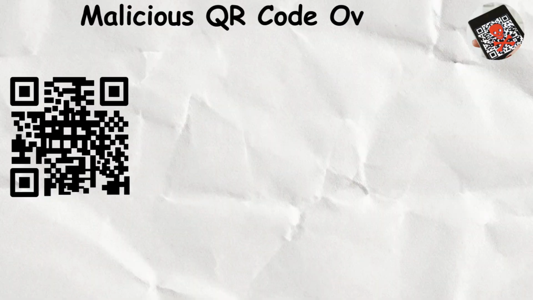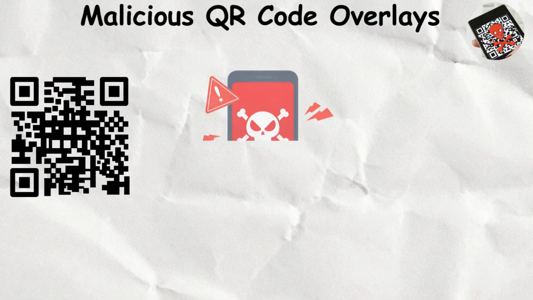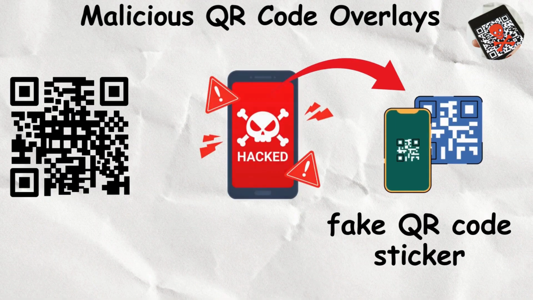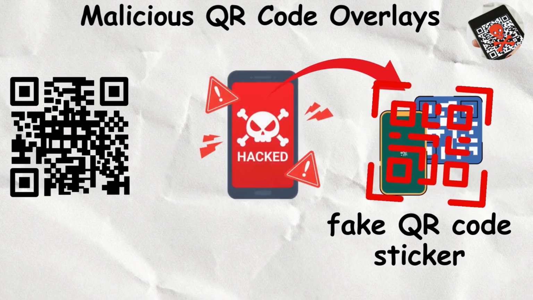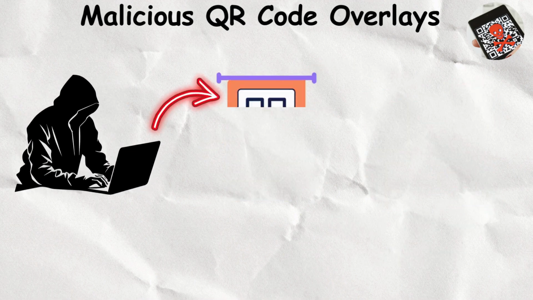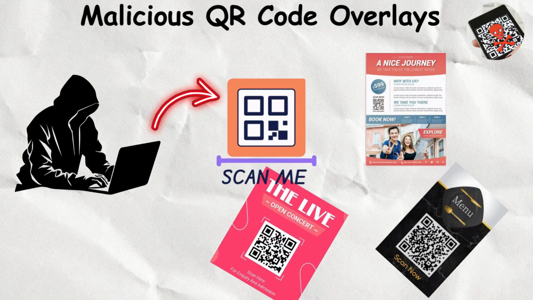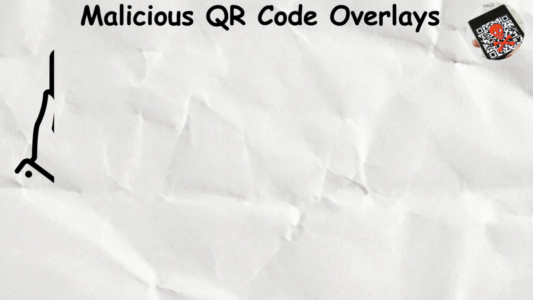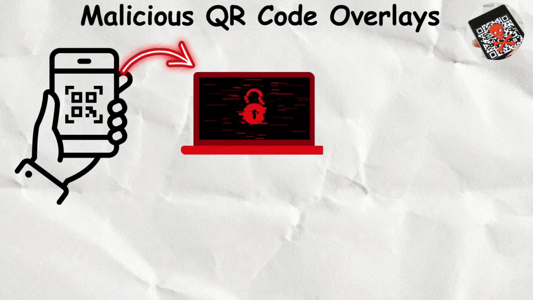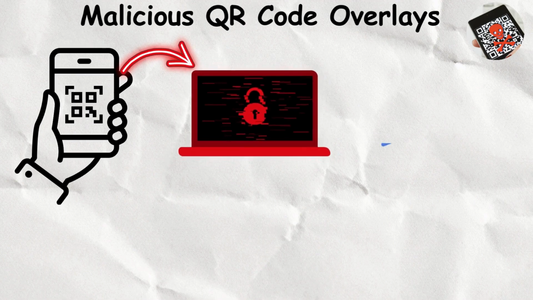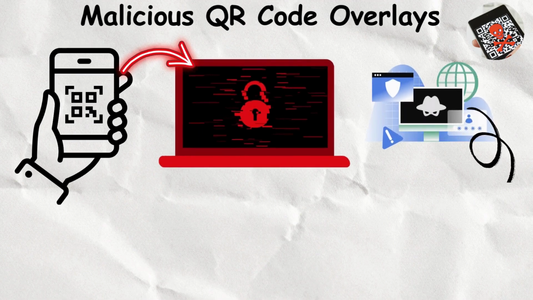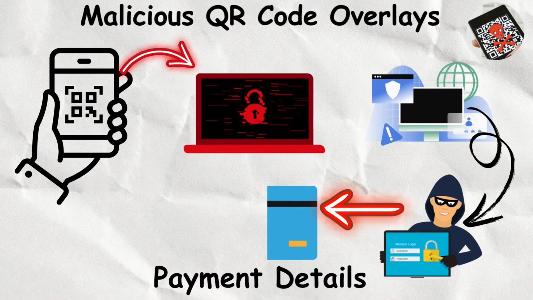Malicious QR code overlays. A common phishing method is placing a fake QR code sticker over a legitimate one. The attacker prints a new code that looks genuine and pastes it on posters, menus, flyers, or payment terminals. When scanned, it redirects to a malicious website instead of the real one. The site might mimic a trusted service to steal login credentials or payment details.